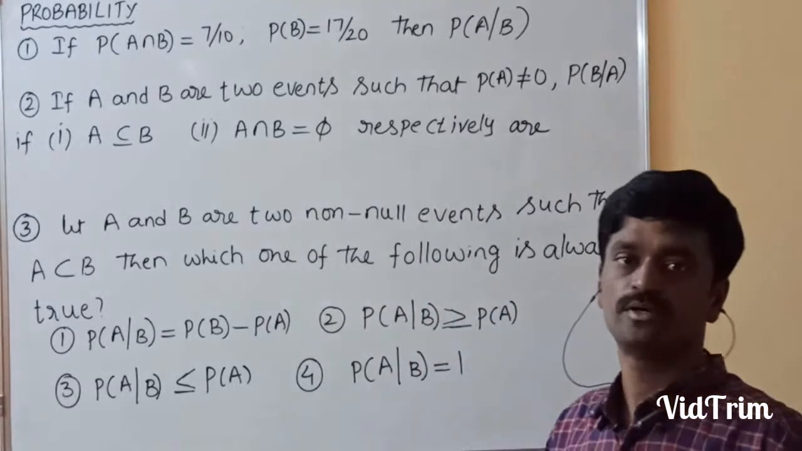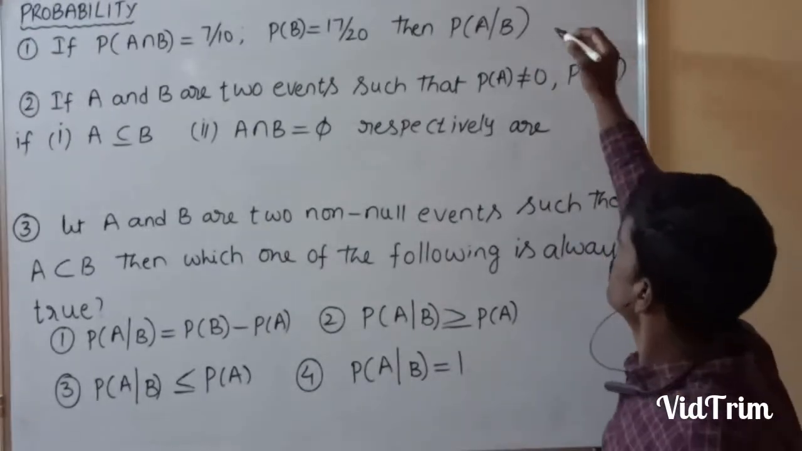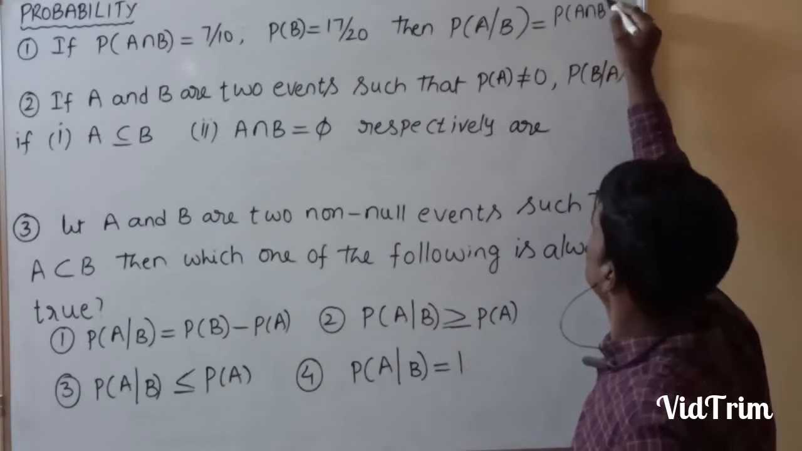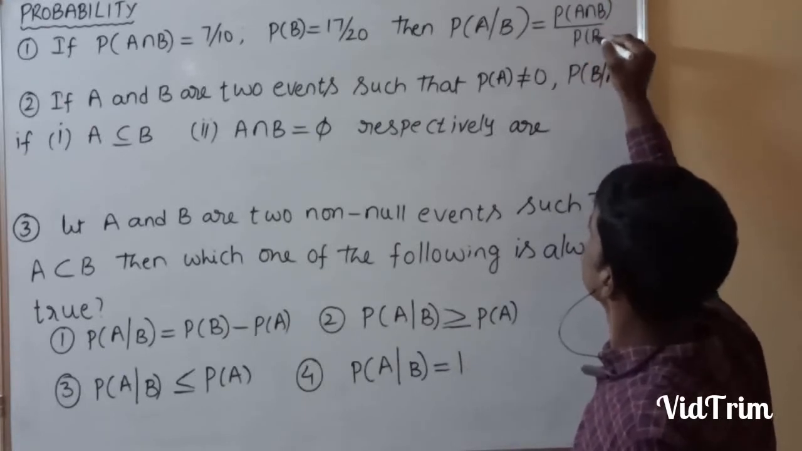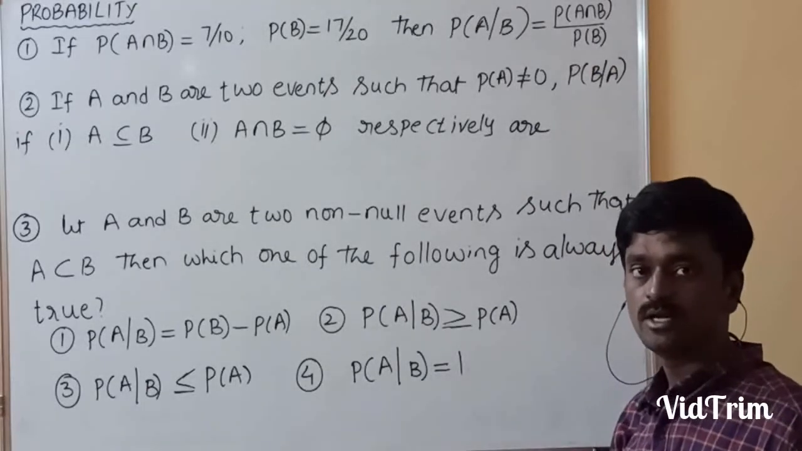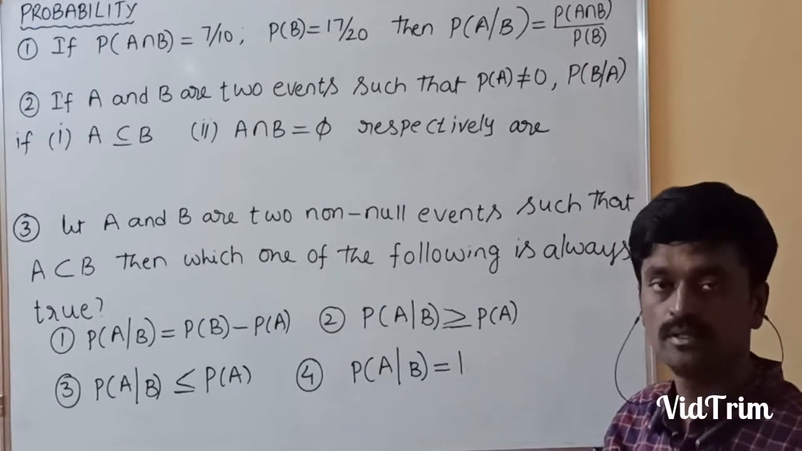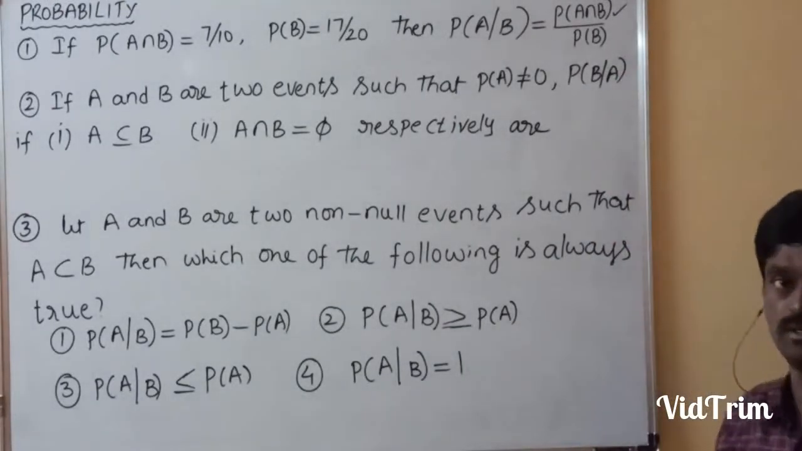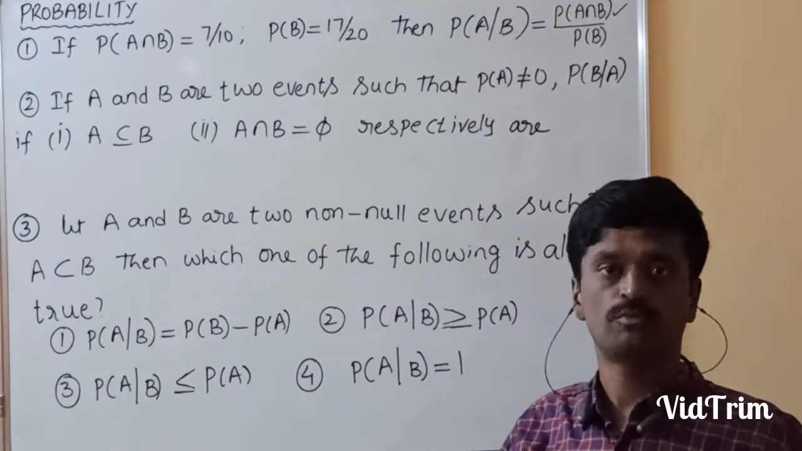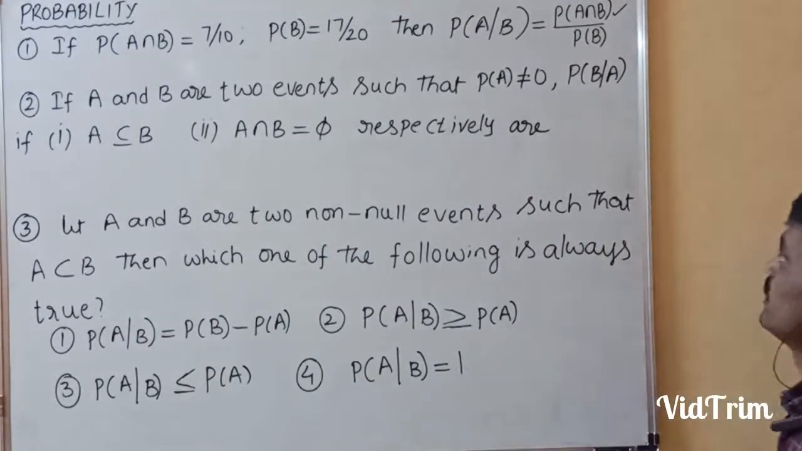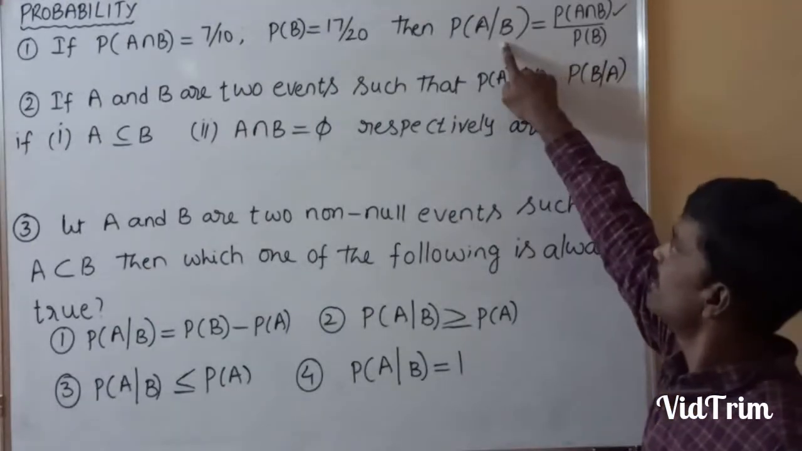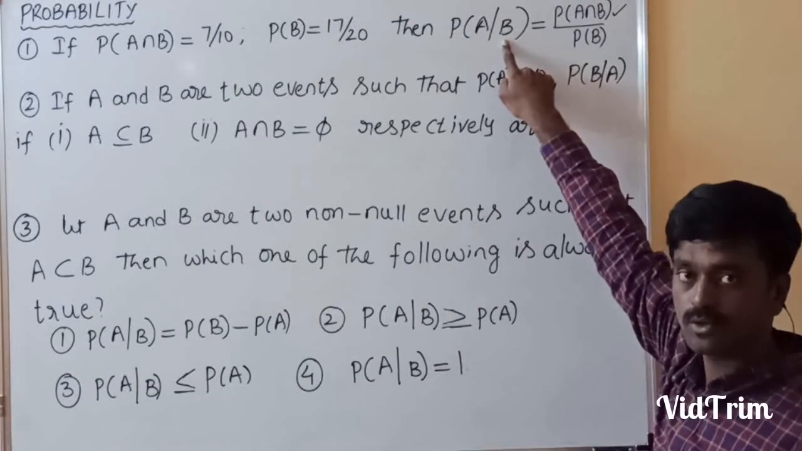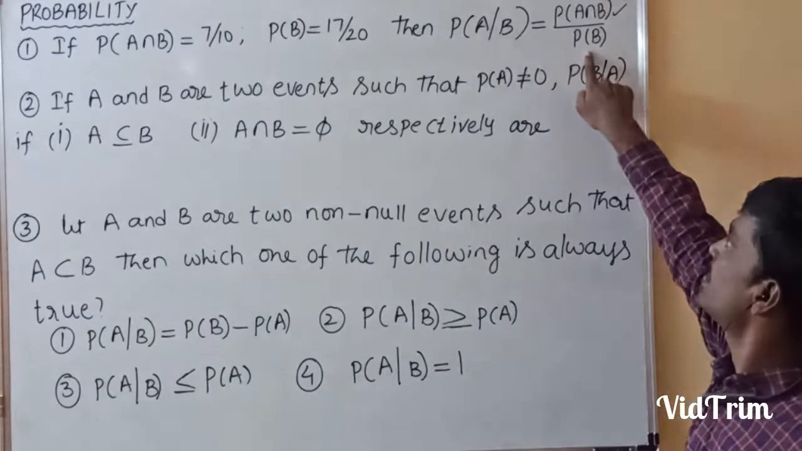What is the formula for P of A by B? It is equal to the probability of A intersection B divided by the probability of B. The numerator is P of A intersection B. If they ask P of B by A, the numerator P of A intersection B is common. Then what is the denominator? In A by B, the event that has already happened is B, so we are finding the probability of A with respect to B. That is why we have to divide by the probability of B.